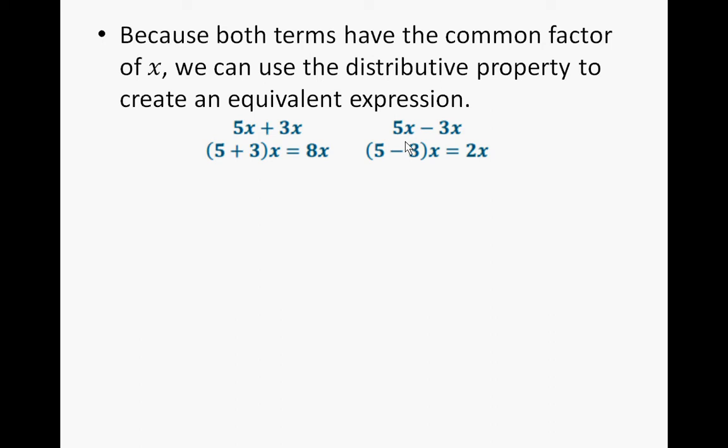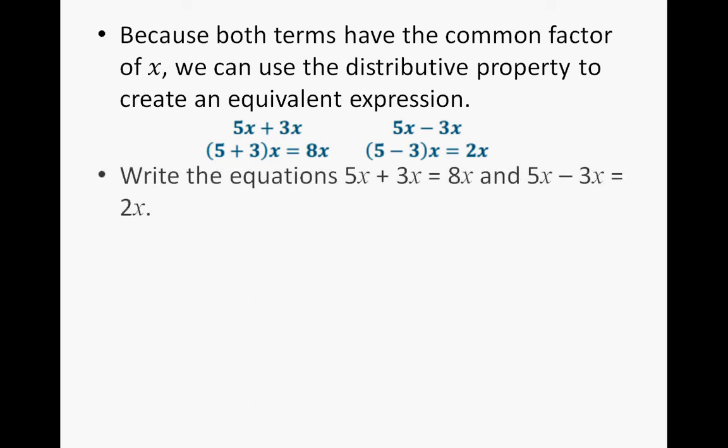For the other operation of subtraction, we can factor out an x, and what we have left is 5 minus 3. Well, 5 minus 3 simplifies to 2, and 2 times x is 2x. So write the equations 5x plus 3x equals 8x, and 5x minus 3x equals 2x.